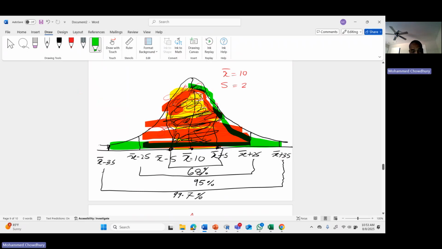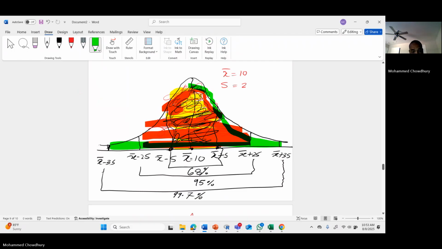Now, after the empirical rule, I want to discuss the Chebyshev rule. Suppose your frequency curve does not look symmetric. It looks skewed to the right or to the left. In such cases, what percentage of data fall within one standard deviation? What percentage of data fall within two standard deviations? That answer can be given by using this formula.